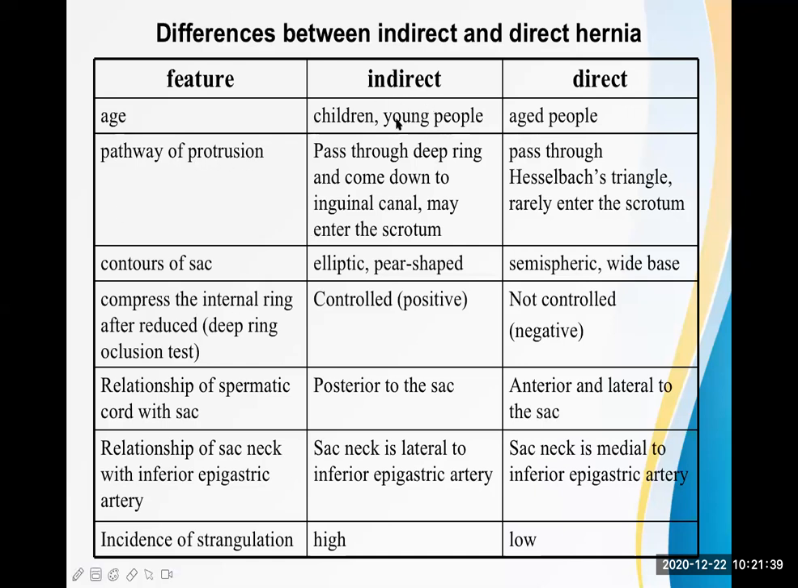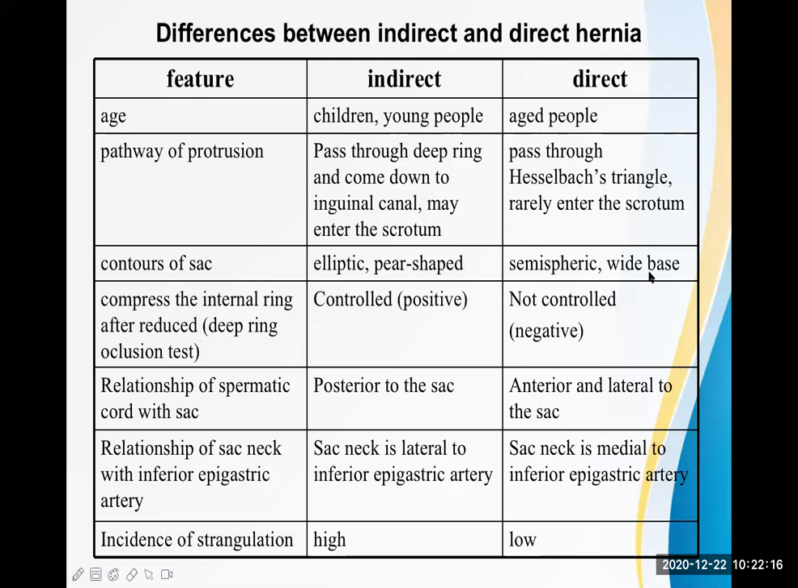Regarding the age, indirect inguinal hernia usually occurs in children and young people, whereas direct hernia occurs in aged people. Pathway of protrusion. Now see this. This passes through the deep inguinal ring and comes down to the inguinal canal, and may also enter the scrotum. This is indirect hernia. Whereas direct hernia passes through Hesselbach's triangle and rarely enters the scrotum because of its big size. Regarding the contours of the sac, contours means shape. It is elliptical and pear-shaped. And the direct hernia has a wide base and is semi-spherical.